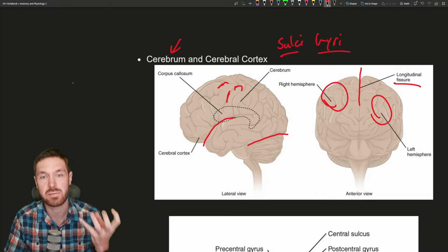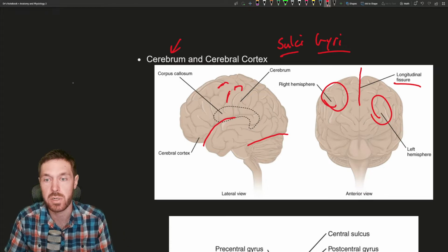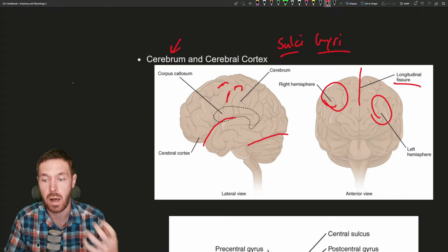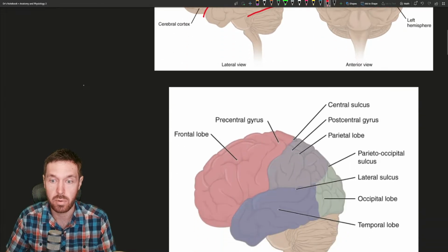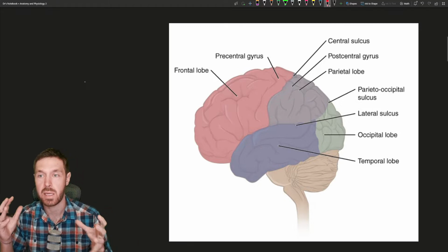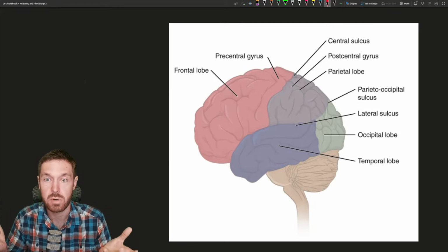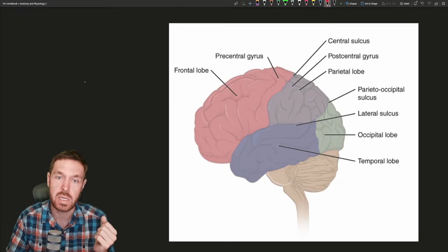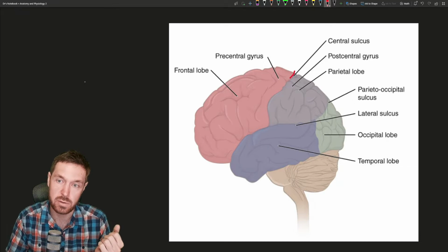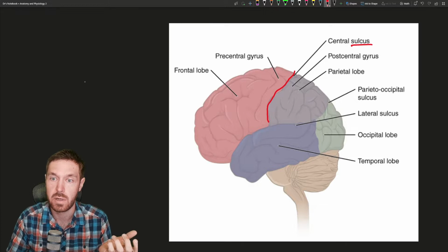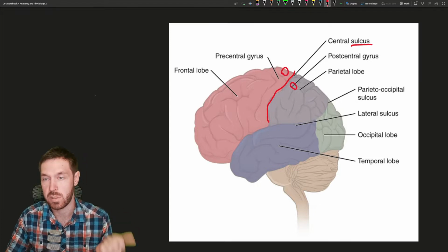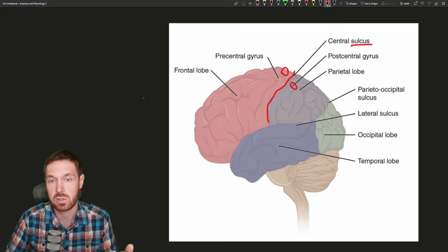So the brain has all these infoldings on the cortex. The cerebral cortex is the outer layer of the cerebrum. If we look at what's going on in the cerebral cortex, then we end up making these different regions. The first region here, well, there's a central sulcus right here. The central sulcus is just a shallow groove, and then you have a gyrus on each side, precentral and postcentral. But that separates two of these lobes.